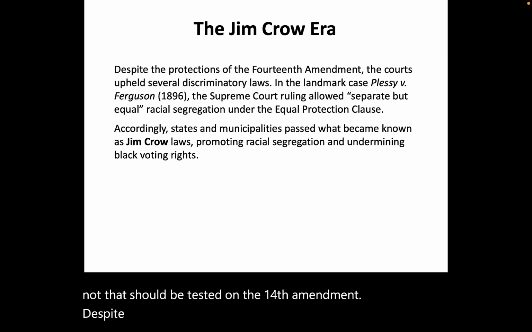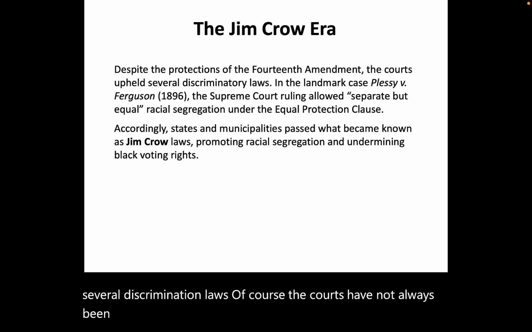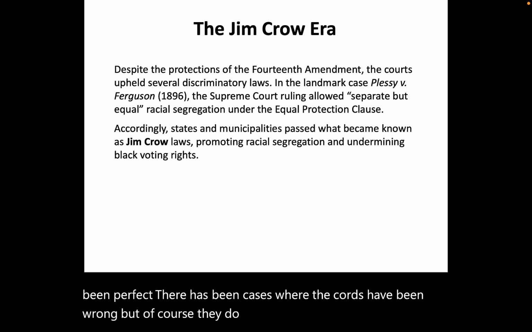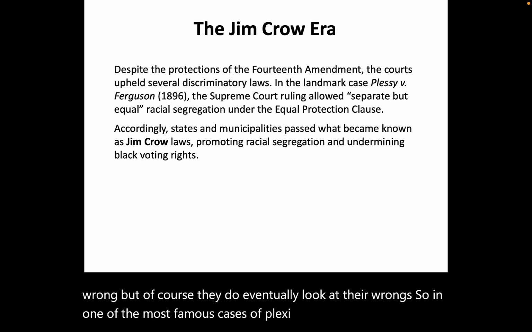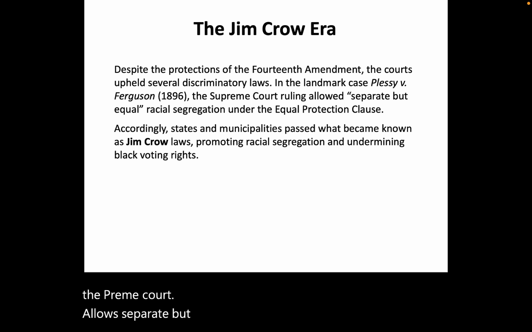Despite the protection of the 14th Amendment, the courts upheld several discrimination laws. Of course, the courts have not always been perfect. There have been cases where the courts were wrong, but they do eventually look at their wrongs. In one of the most famous cases, Plessy versus Ferguson of 1896, the Supreme Court allowed separate but equal racial segregation under the Equal Protection Clause.